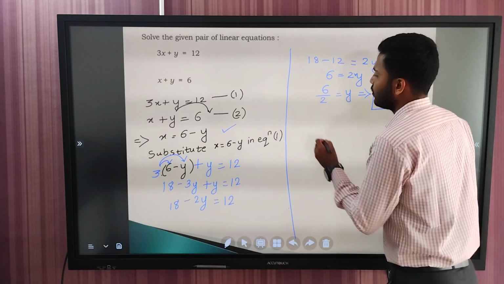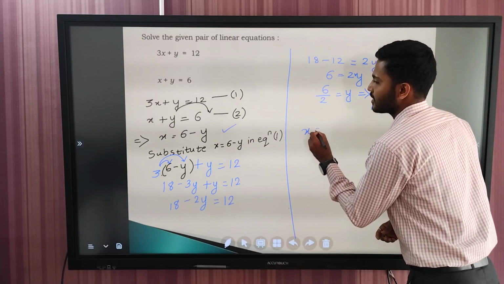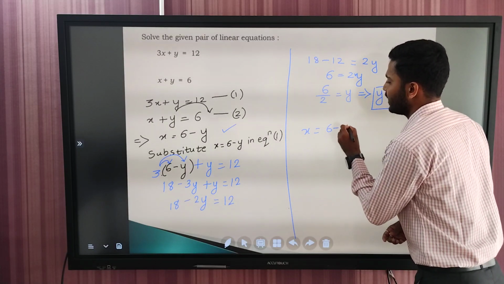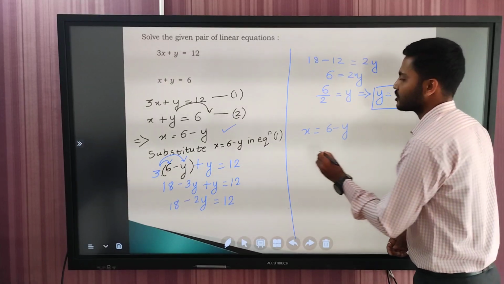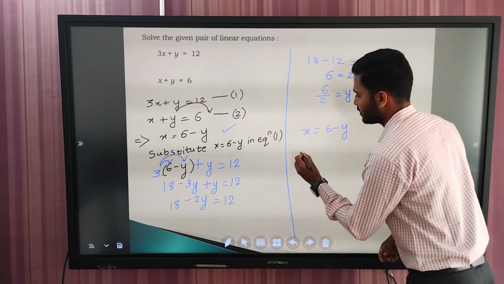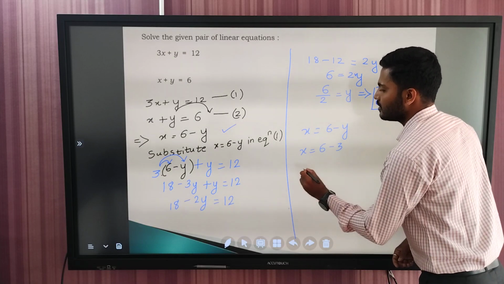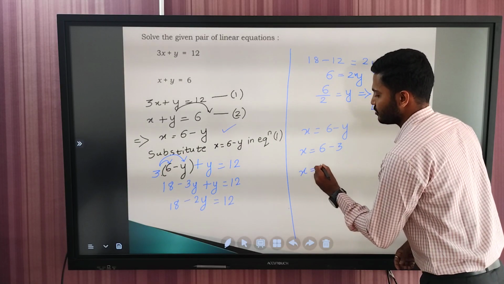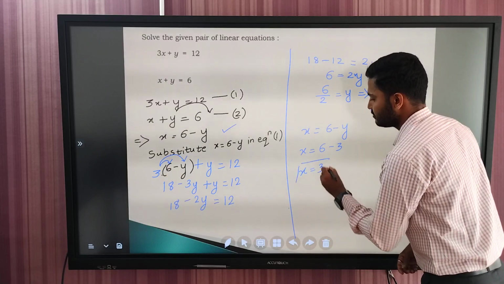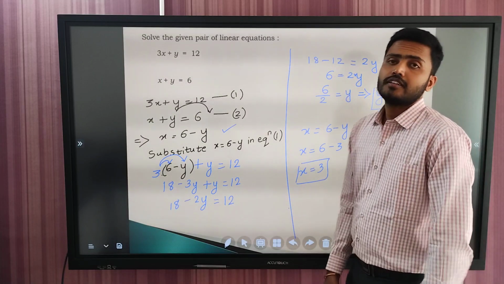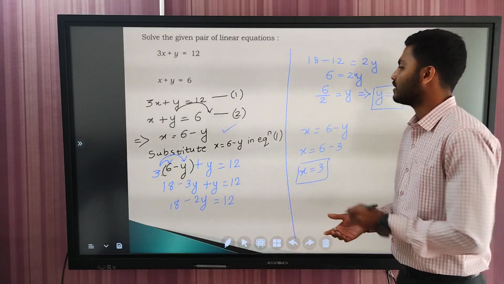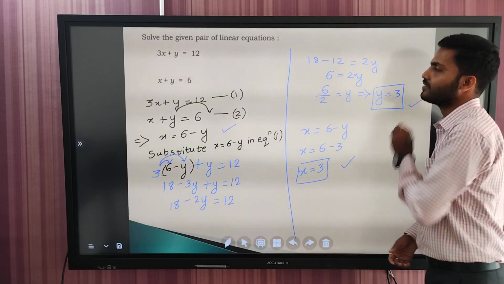Since x is equals to 6 minus y, wherever y is there, I will just put it as 3. Okay? So x is equals to 6 minus 3. So the value of x, we are going to get it as 3. Correct?